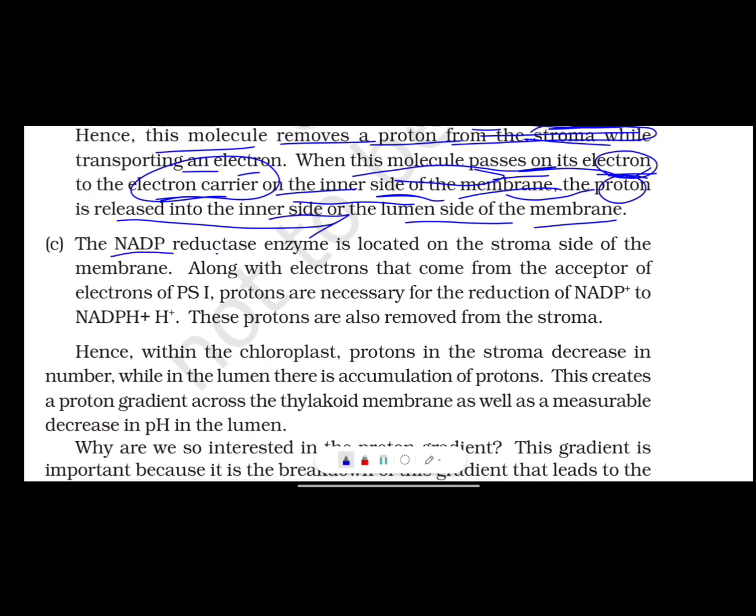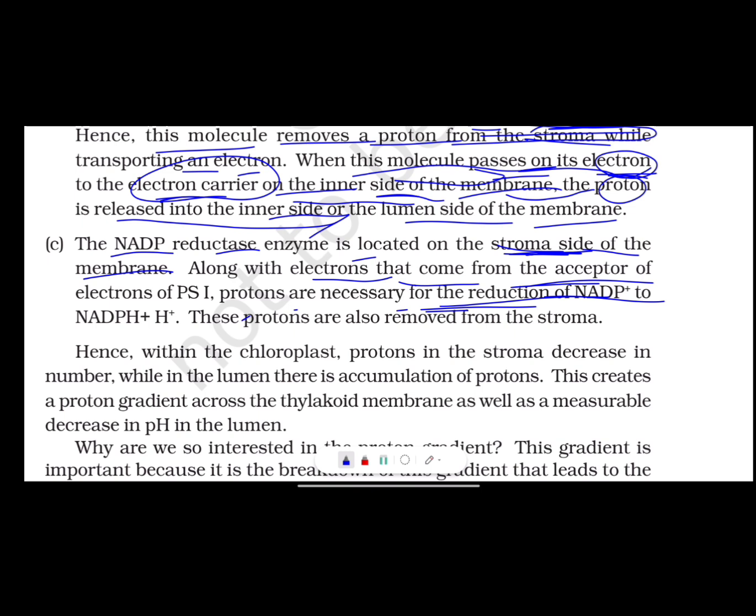The NADP reductase enzyme is located on the stroma side instead of within the membrane. Where is the NADP reductase enzyme present? It is present on the stroma side of the membrane. Along with the electrons that come from the acceptor of PS1, the protons are necessary for the reduction of NADP plus to NADPH plus H plus.